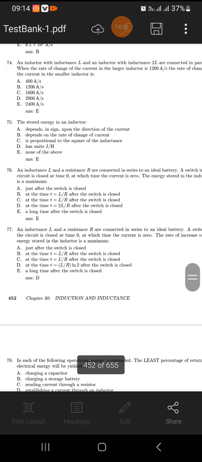The stored energy in an inductor is none of the above.